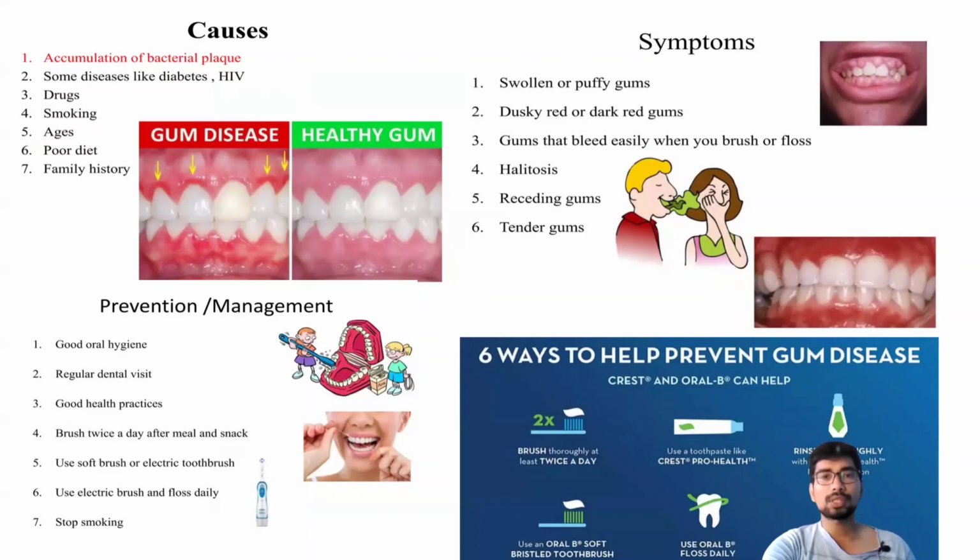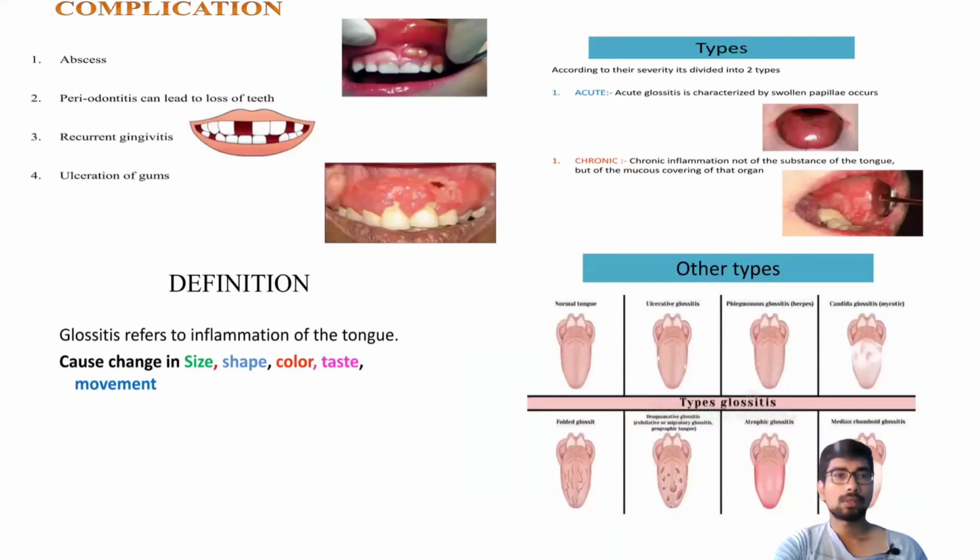Symptoms: swollen or puffy gums, dusky red or dark red gums, gums that bleed easily, halitosis, receding gums, and tender gums. Prevention or management: good oral hygiene and good health practices, brush twice daily, stop smoking, use a toothpaste like Crest to promote health, and rinse thoroughly. Complications: abscess, periodontitis that can lead to loss of teeth, recurrent gingivitis, and ulceration of the gums, as we can see.